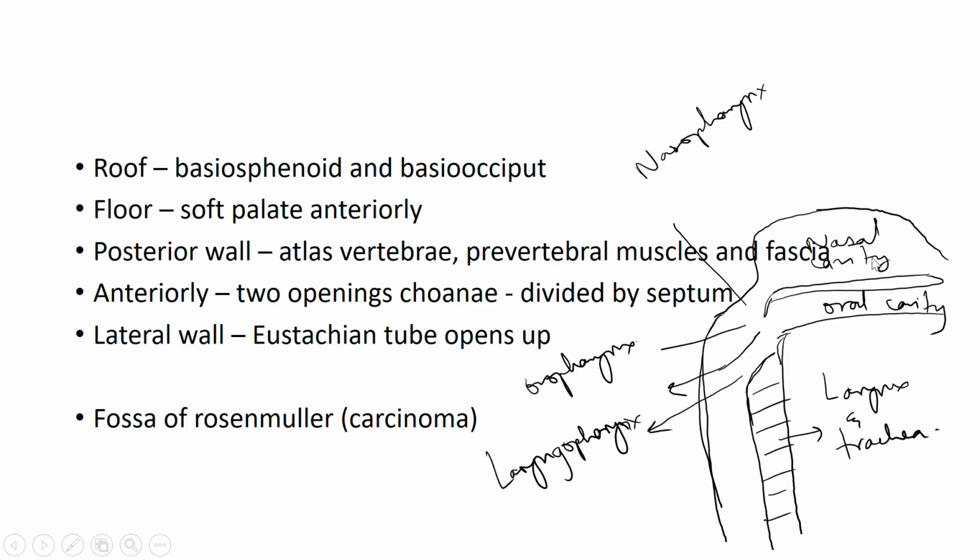Now if you see, the lateral wall has the opening of the eustachian tube. Now this eustachian tube opens up in the ear. So here the nasal cavity or the nasopharynx is also connected to the ear via the eustachian tube. Now near the eustachian tube there is a structure called the fossa of Rosenmuller, and this is important because most of the carcinoma develops or starts from this place. So this can be asked as an important MCQ question, just for extra information.